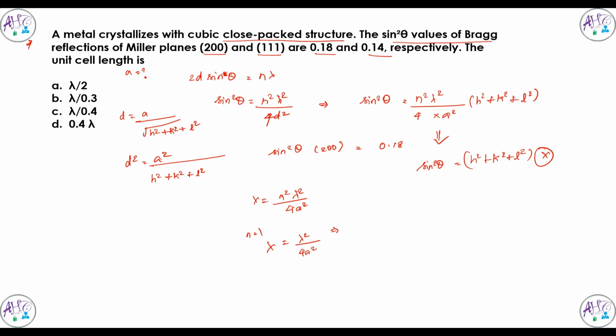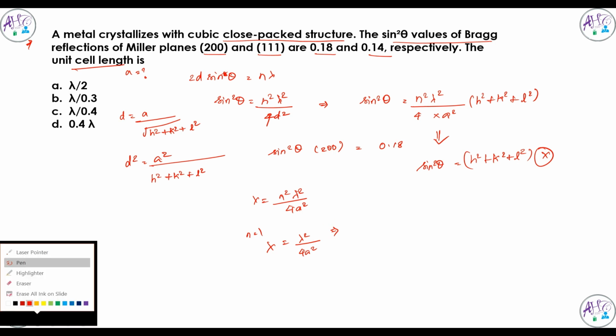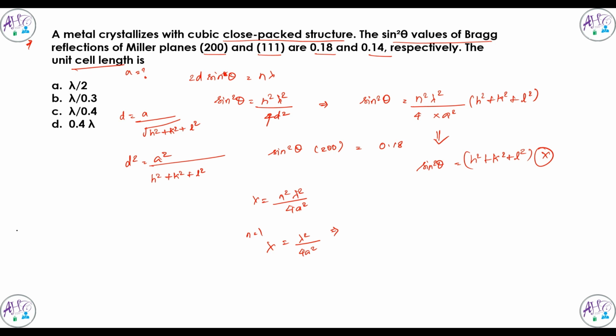So what will a be equal to? They have asked us to find out the unit cell length. So if you rewrite this, let me take a different pen, I'll rewrite here. Your x is equal to lambda square by 4 a square. So you can rewrite this as a square is equal to lambda square by 4x.